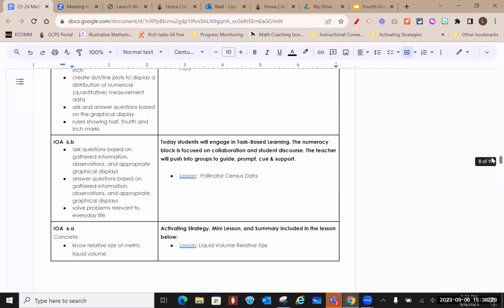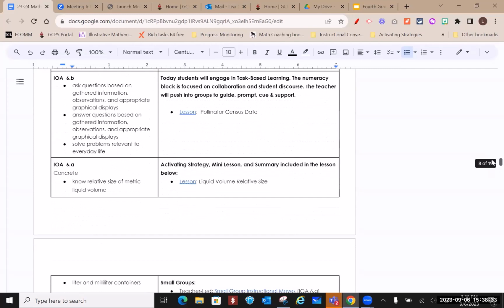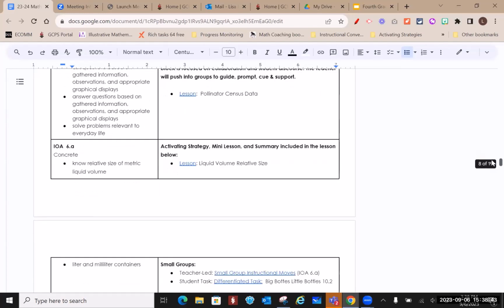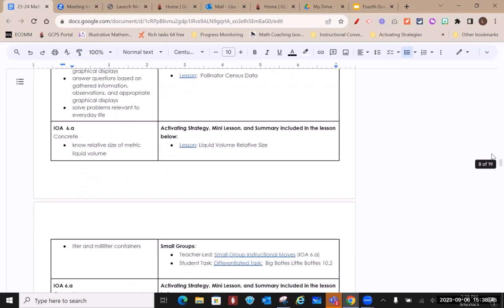As soon as we're finished with instruction for 6B, we suggested moving into IOA 6A. There are 11 suggested days for IOA 6A. We begin 6A with instruction on relative size of metric units. And then we progress to finding metric measurement equivalents using two-column tables to solve problems involving units of measure. After metric measurements, we move into elapsed time, solving to the nearest minute.